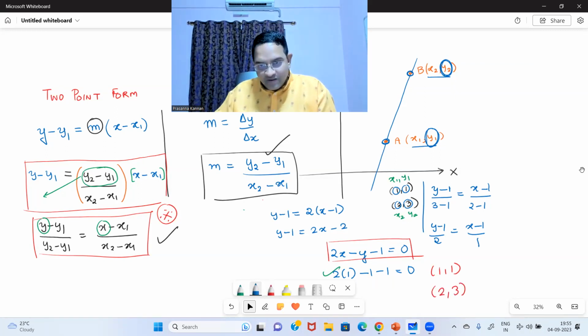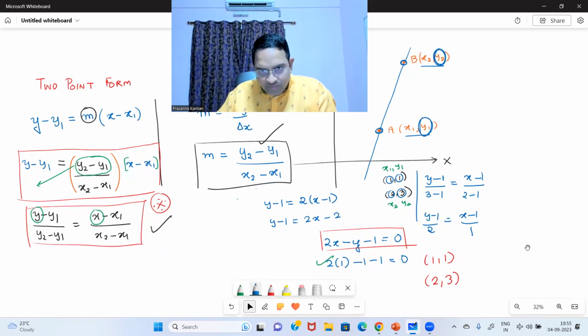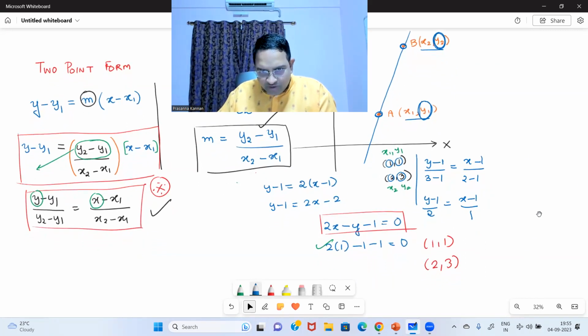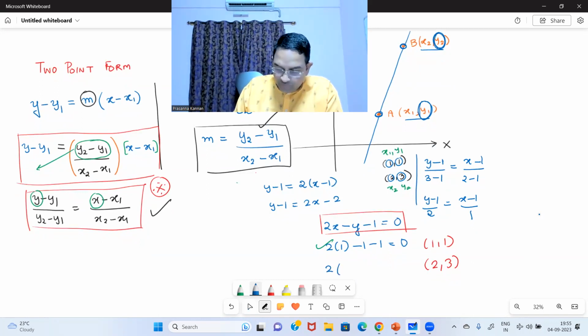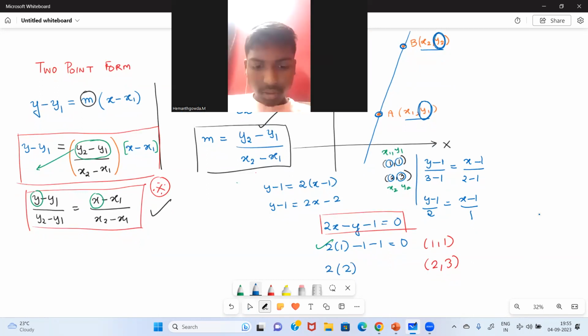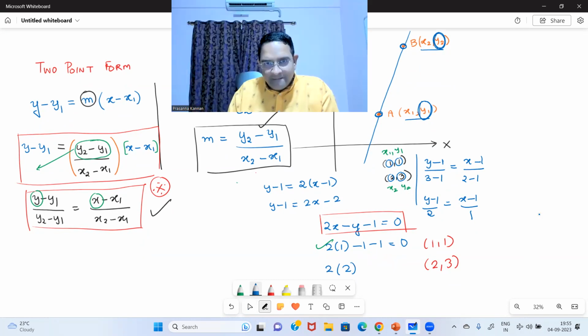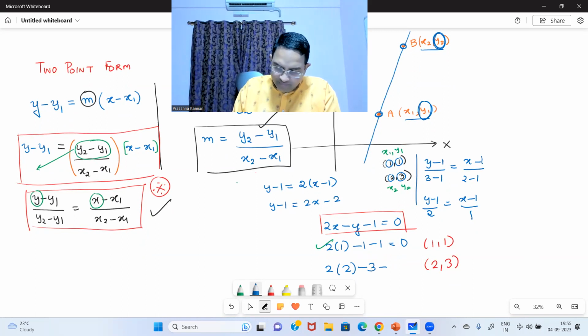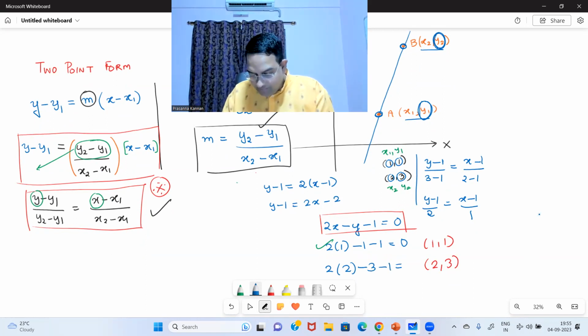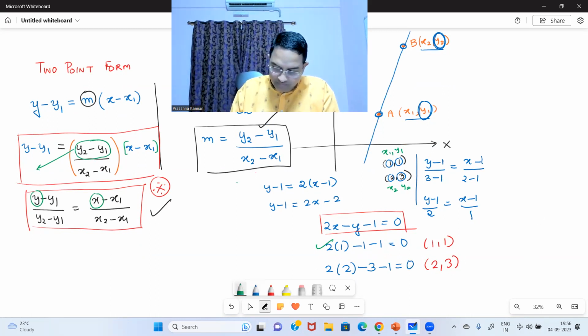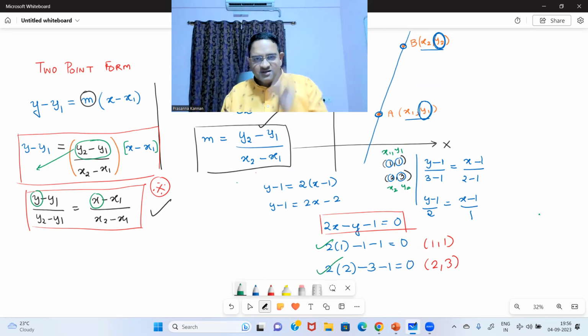Check now. Wherever x is there, you substitute 2 now. Wherever y is there, you substitute 3. So what do you get? 2 into 2. 0, sir. Are you getting 0, Hemant? Yes, sir. Yes, very good. 4 minus 3, 1, 1 minus 1, 0, correct. So your answer is 100% correct.